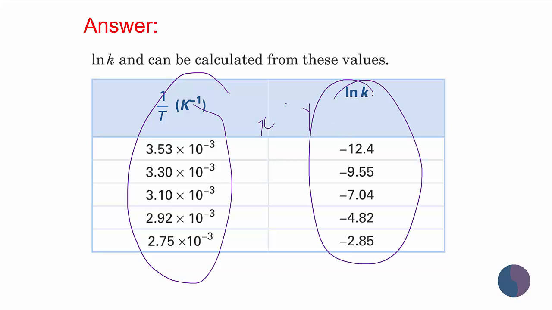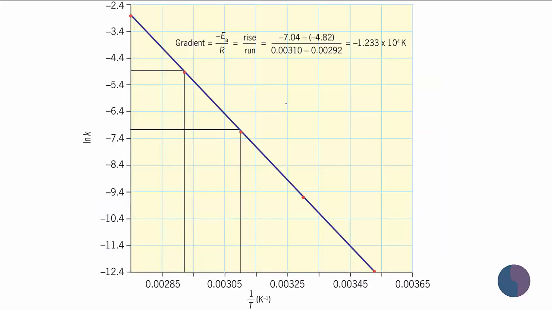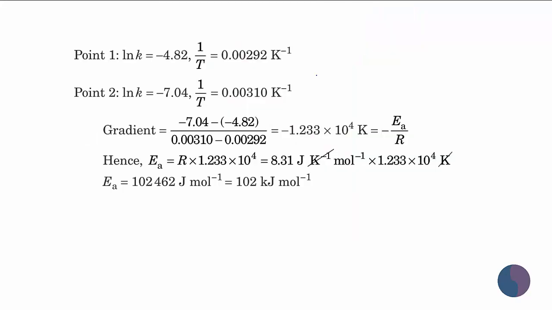That's the y, that's the x. There you go. There's the gradient. Work out what the gradient is. The gradient's this, and that's Ea on R. So there it is, sub it in. 102 kilojoules per mole, how'd you go?